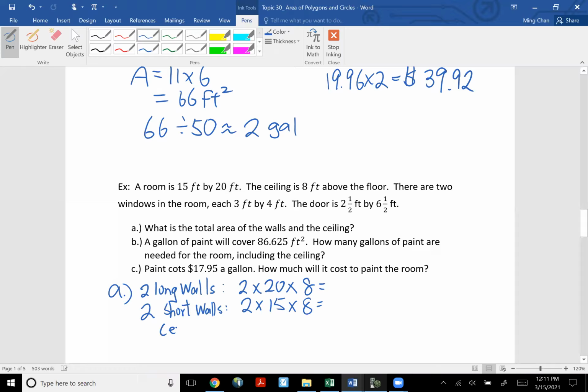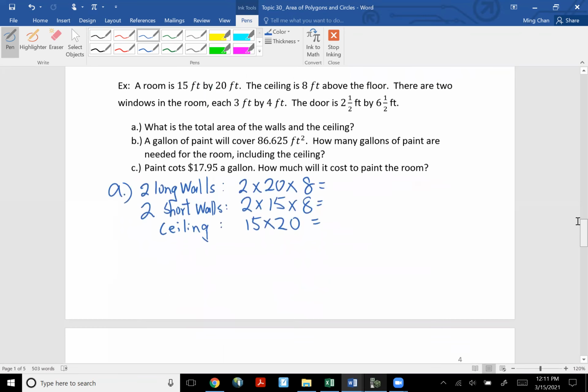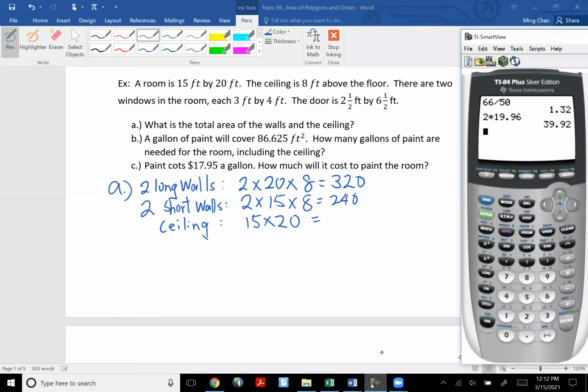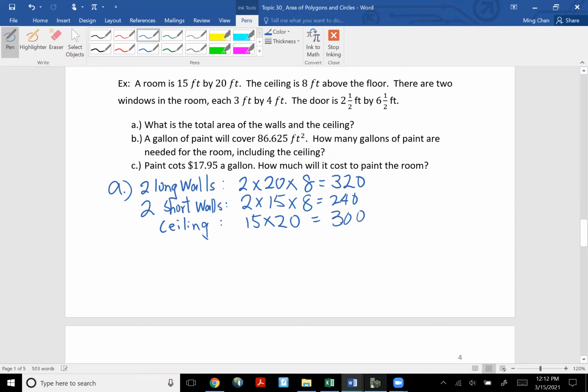So my ceiling, okay, I only get one ceiling. I don't get two ceilings. It is 15 feet by 20 feet in area. Okay, so we multiply each one and then add them up, and that will give me the total area. 40 times 8, 320. All right, 320 plus 240, and this is what? 20 times 15, 300. So my total area is 860 square foot.